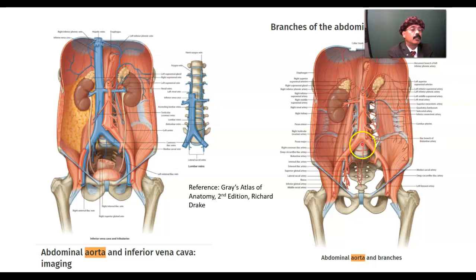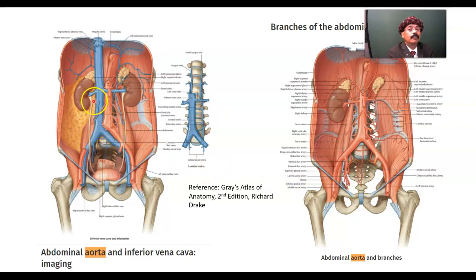And we have the median sacral artery that is coming just above the posterior aspect of the bifurcation of the abdominal aorta, and this passes over the sacrum and coccyx and it anastomoses with the iliolumbar artery and lateral sacral artery. This is the median sacral artery.